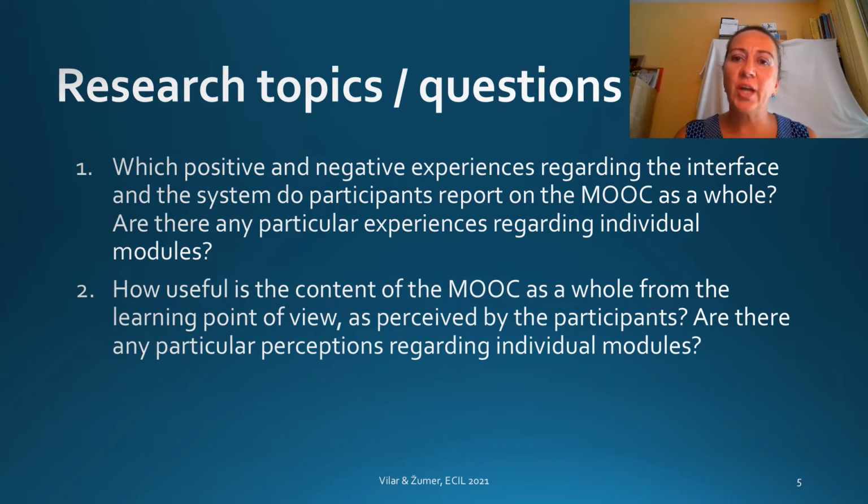In this regard, we shaped 2 research questions. In each of those 2, we have 2 questions actually. So the first one was, which positive and negative experiences regarding the interface and the system do participants report on the MOOC as a whole? And are there any particular experiences regarding individual modules that they were using? And the second one was, how useful is the content of the MOOC as a whole from the perspective of the participants, from the learning point of view? And are there any particular perceptions that we can assign to individual modules?